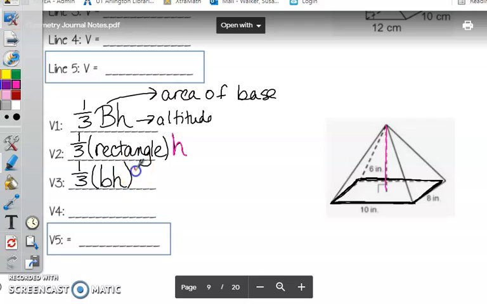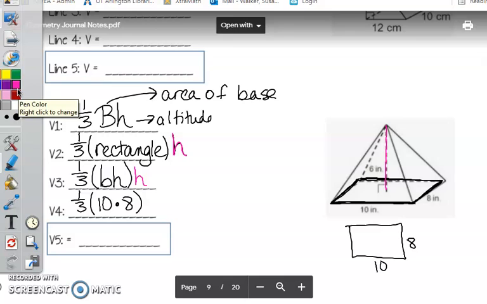I'm going to put that in pink because that's the pyramid height. So again we have 2 h's here. This one comes from the rectangle. So here's my rectangle, 10, 8. I'm just going to draw it out to the side. So the numbers for the rectangle are 10 times 8. It can be 8 times 10. That doesn't matter. And then the height of the pyramid is 6.